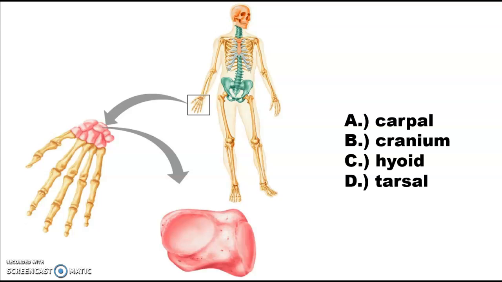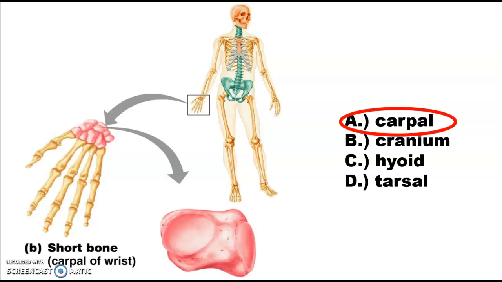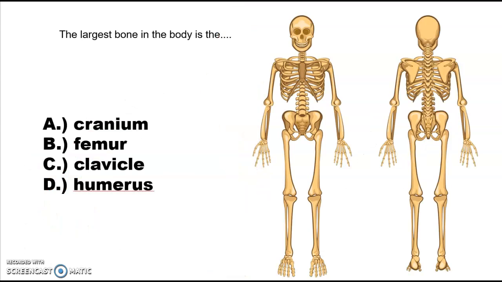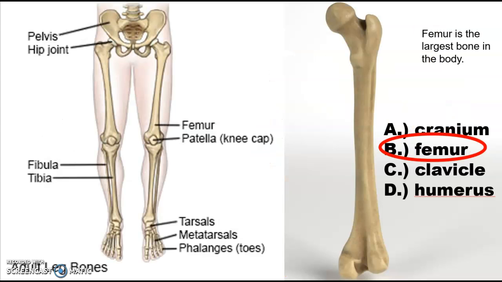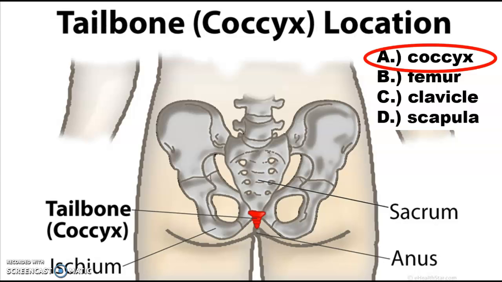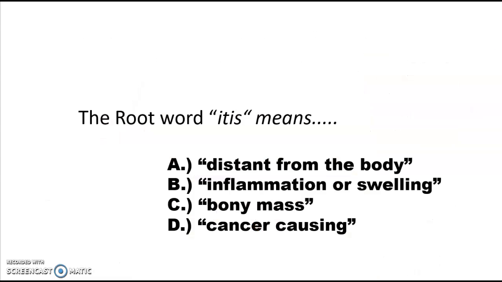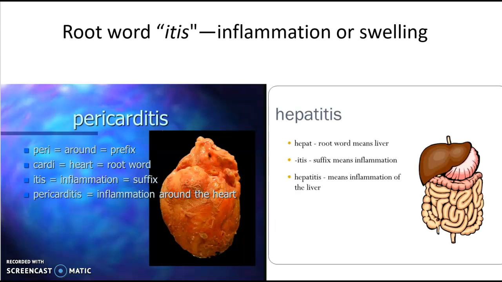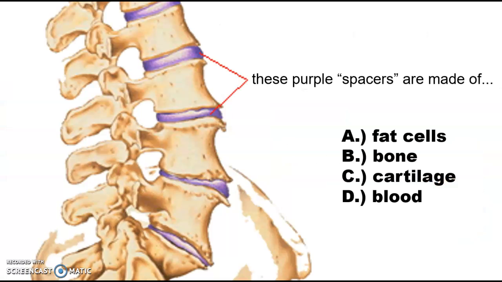Wrist bones, here in red, are called carpals. The largest bone in the body, the upper leg bone, the femur. Another name for your tailbone is the coccyx. The word itis, the root word itis, means inflammation or swelling. Pericarditis, hepatitis, tonsillitis, arthritis.